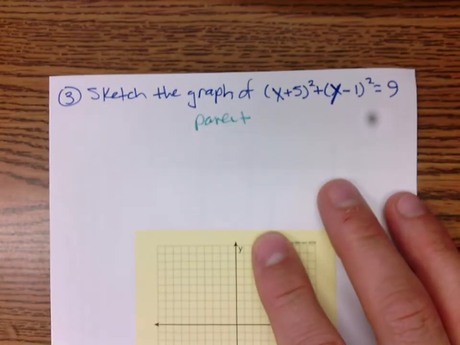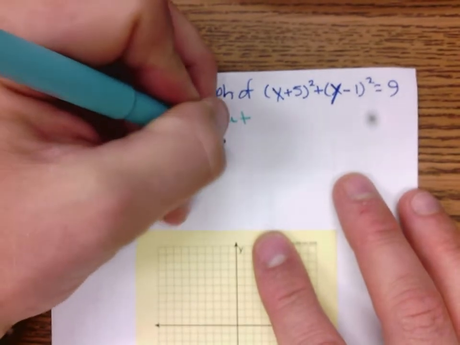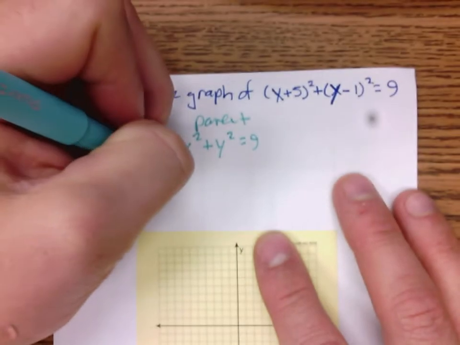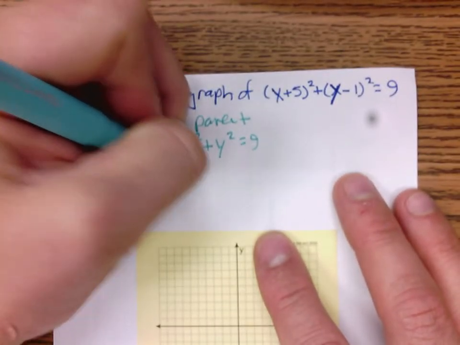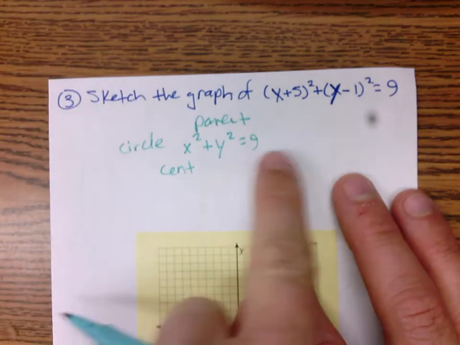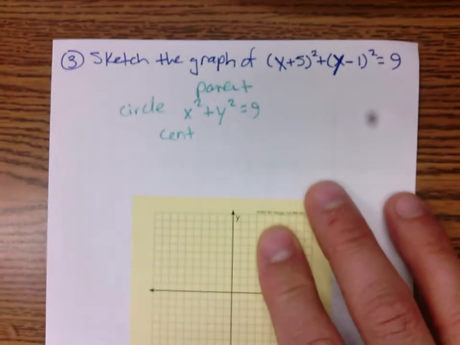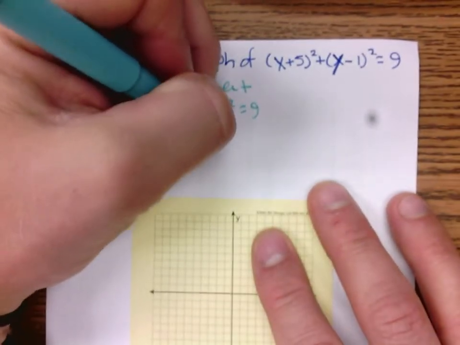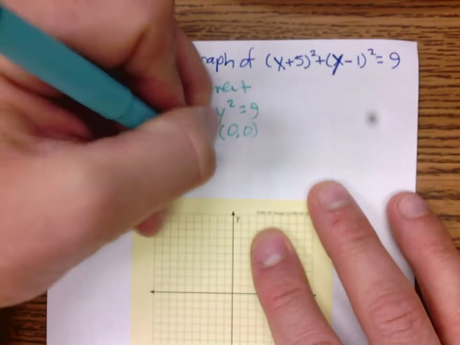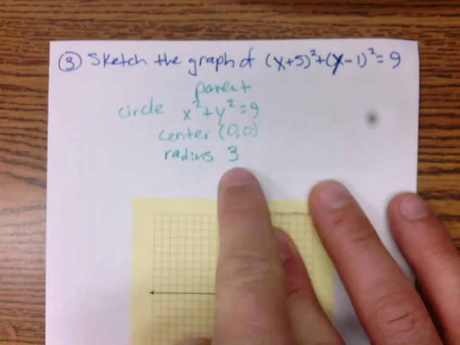So what I'm going to do here is look at the parent being x² + y² = 9. And this is a circle. That's something you need to get the hang of recognizing: look at the structure of the equation and know what shape it's going to be based on the basic graphs we learned. So the parent is a circle with center (0, 0), but the radius is 3, because don't forget the radius is the square root of the number on the other side of the equal sign.